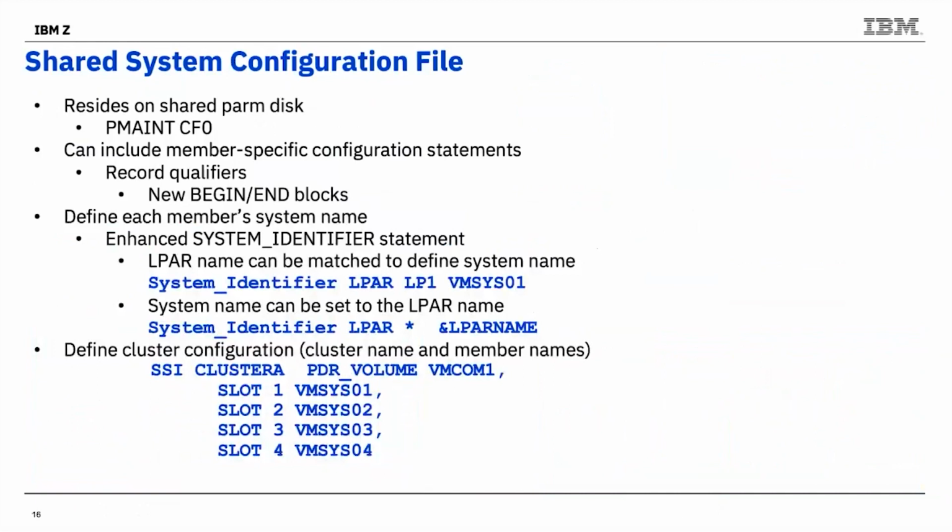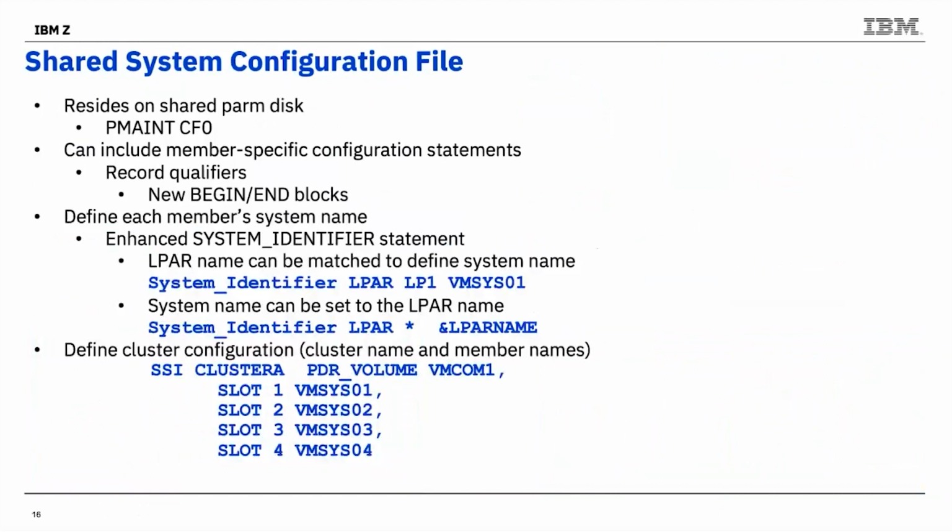Okay, so remember, on our shared cluster-wide disks, we have a shared system configuration file. So how, with a single system config for all members, do we tailor that file to the specific needs of our individual systems? So we actually achieve that with something that we call member-specific record qualifiers.